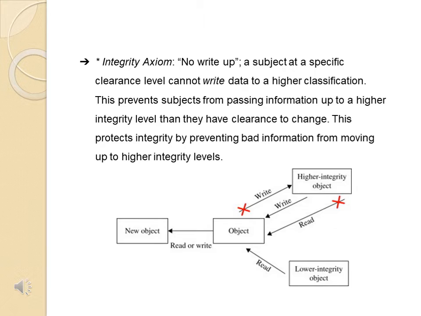The next is the Star Integrity Axiom. The simple rule is no write up. A subject at a specific clearance level cannot write data to a higher classification. This prevents a subject from passing information up to a higher integrity level. This protects integrity by preventing bad information from moving up to a higher level.